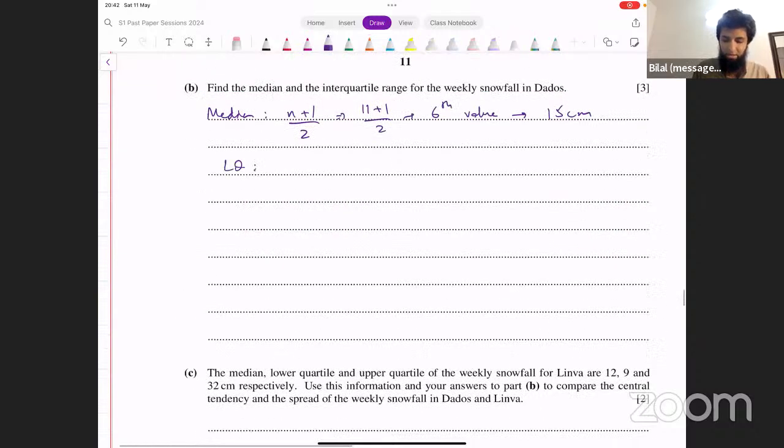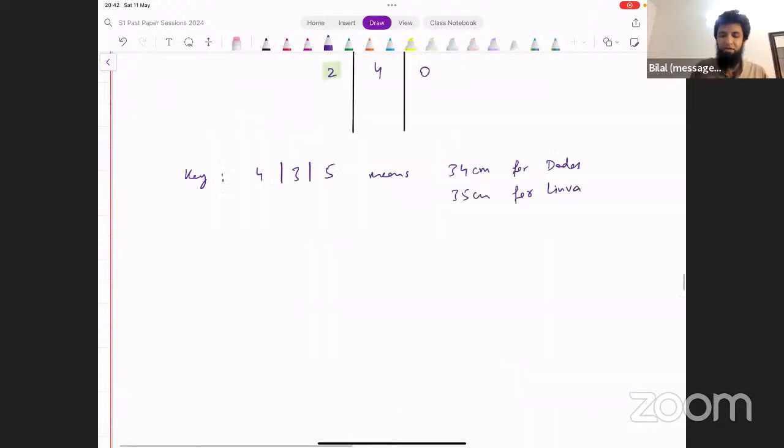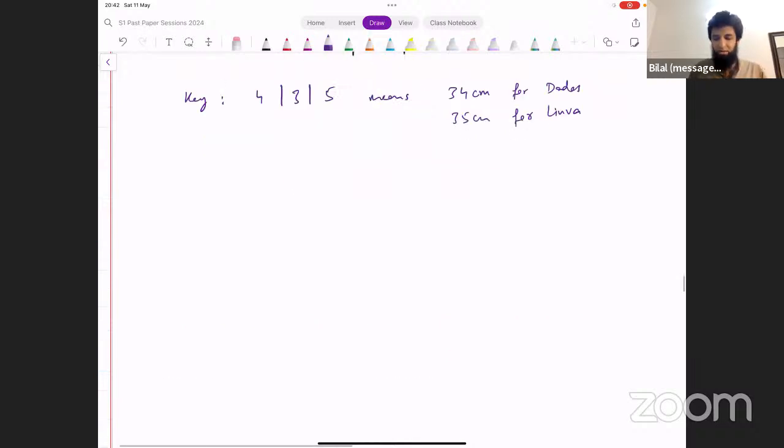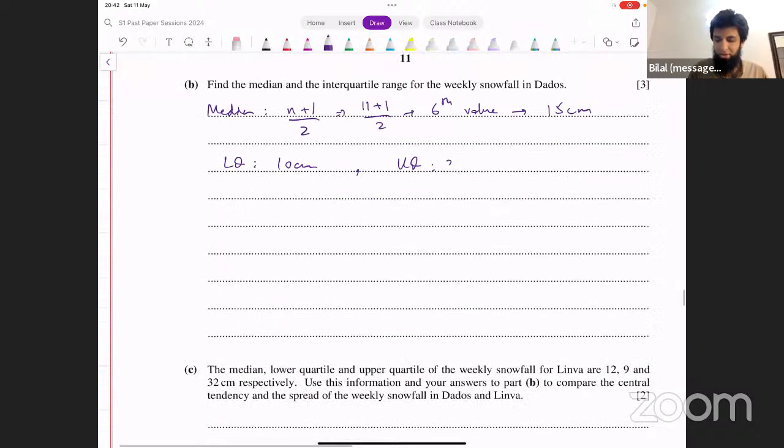Lower quartile is 10 centimeters. What about the upper quartile? You'll find the median for the values on the other side, the green values. The middle number there is this number. What's that? That's 28. So the upper quartile here has to be 28. The lower quartile is 10. The upper quartile is 28.